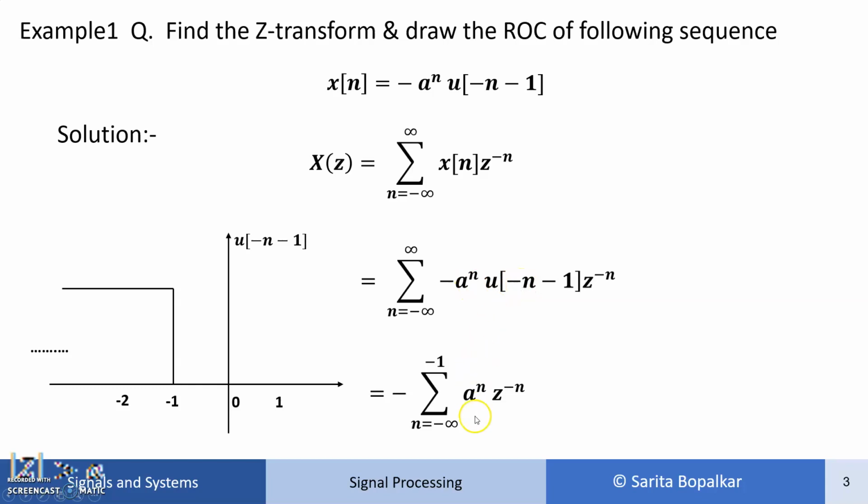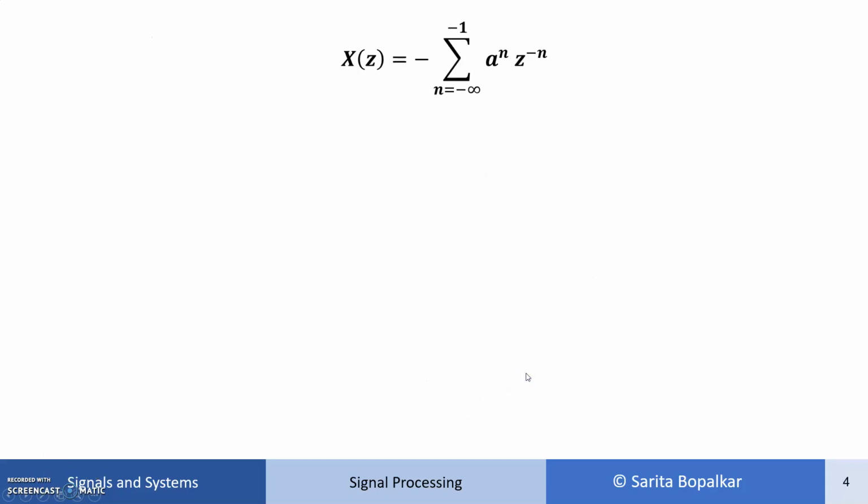That's why we can write it as minus, this minus we take outside, a raised to n, and u of minus n minus 1 is 1 from minus infinity to minus 1. Otherwise, it is 0. So, with 1 here, there is no need to write it. Now, let's solve this. X of z we got is minus the sum over n varying from minus infinity to minus 1 of a raised to n, z raised to minus n.